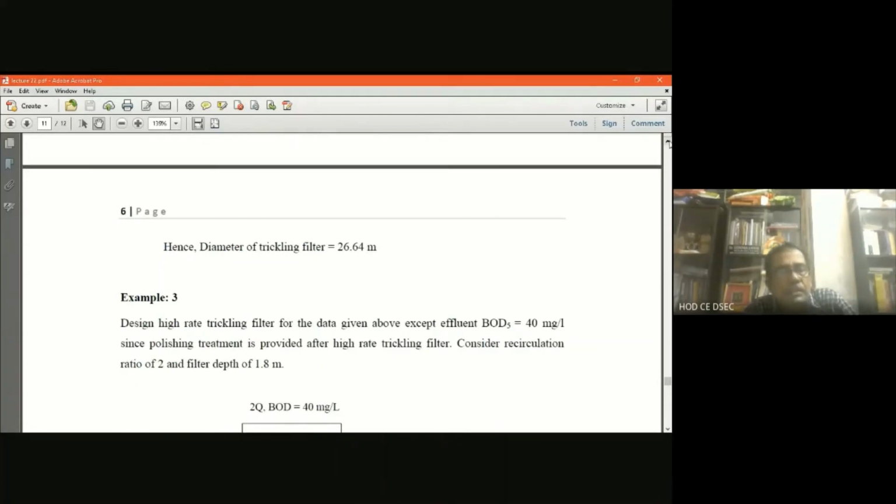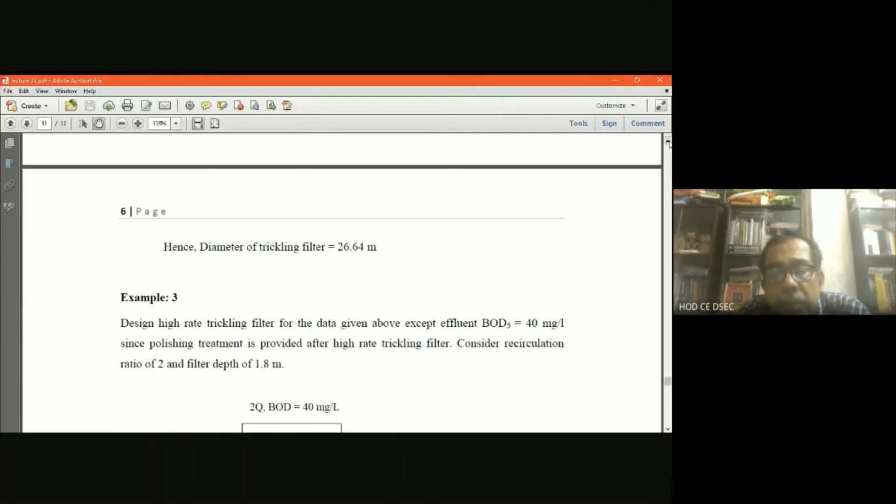Let me show you another example of the high rate trickling filter, because so far we have described the low rate trickling filter. Now we will discuss the high rate trickling filter, a different problem. Here the recirculation will come in, so I will show you how to solve this problem. The sludge recirculation will occur because it is a high rate trickling filter.